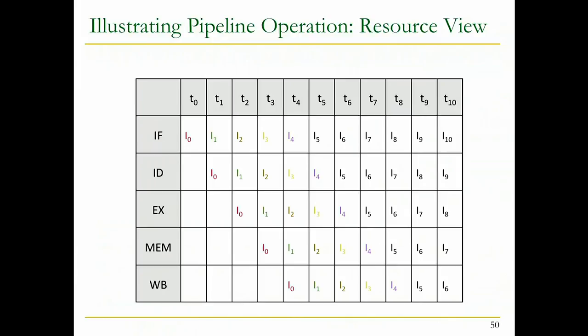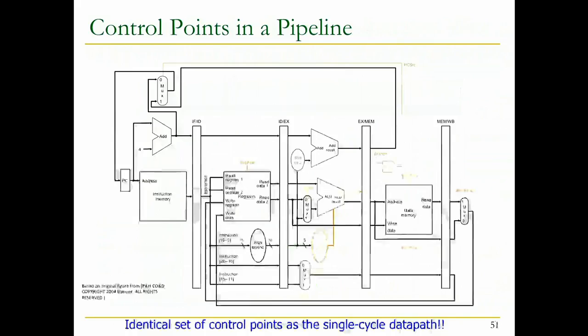This is very simple, and a full pipeline looks beautiful, but the problem is we're not going to have a full pipeline most of the time. That sounds sad, right? You design this pipeline, and we're going to try to make it full later on. So, okay, basically the control points that we have are identical as a single cycle data path.